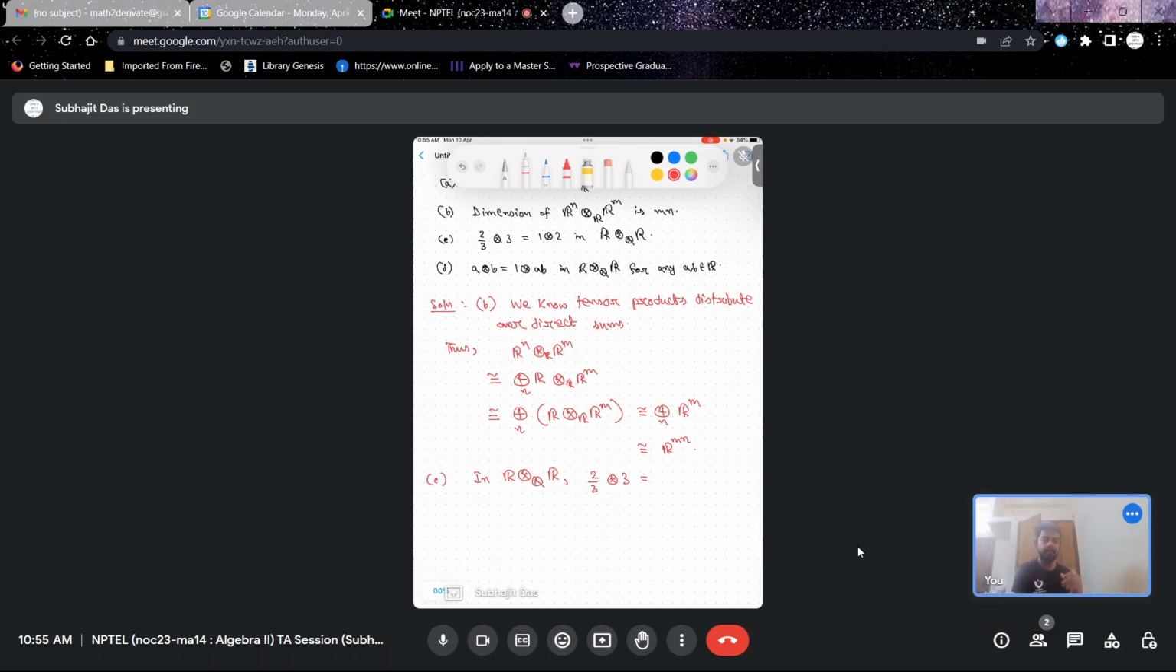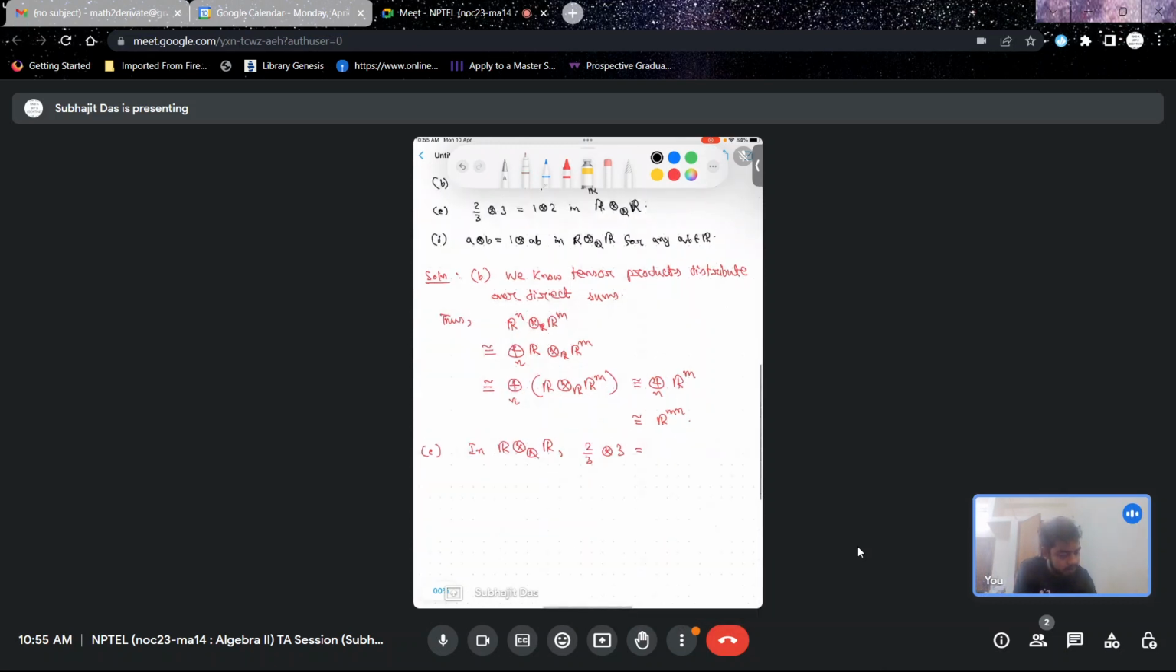You can switch scalars in elementary tensors, right? That is, you can switch the scalar either from this side to this side, or from this side to this side. So in the tensor product R tensored over Q with R, 2/3 tensored with 3 can be written as 1 tensored with 2/3 times 3, which is equal to 1 tensored with 2. So it's clearly correct.